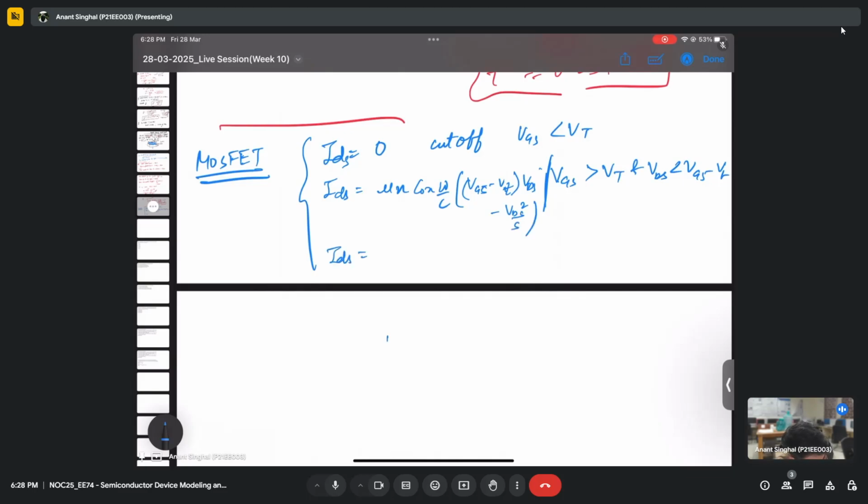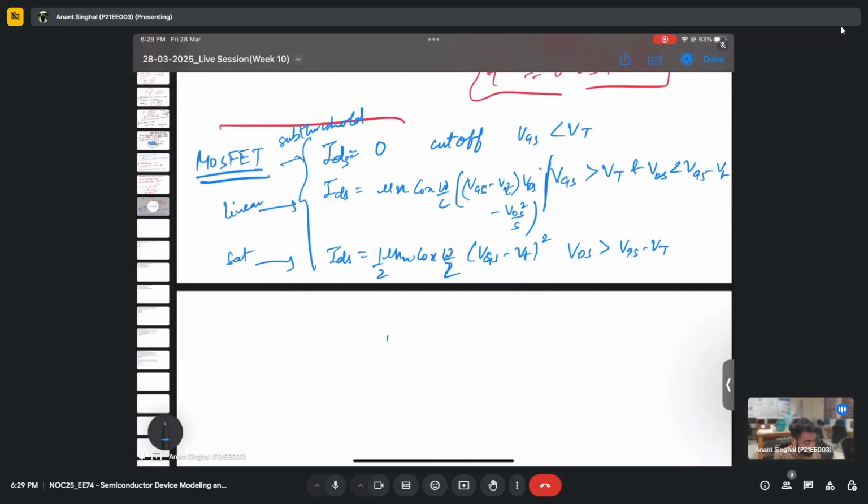Then we have IDS as mu n C ox W by L times 1 by 2 times VGS minus VT whole square. And this is when VDS is greater than VGS minus VT. This is what we call saturation. This is linear, and this is subthreshold since it is below threshold.